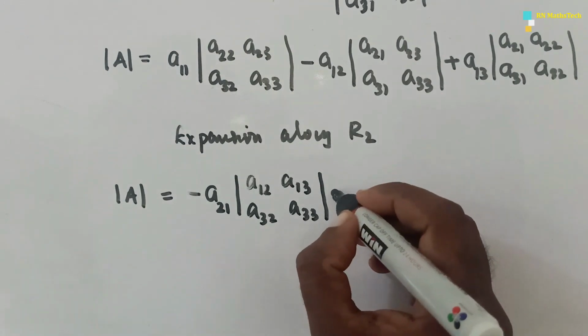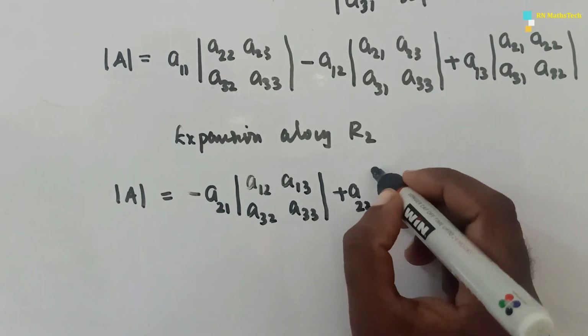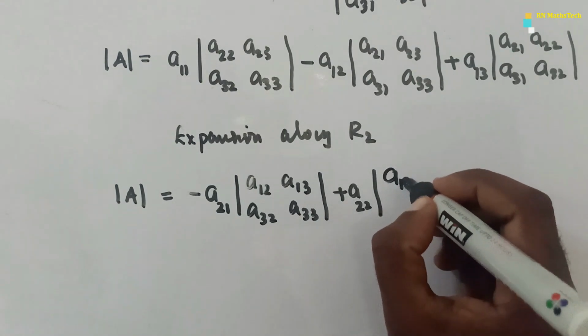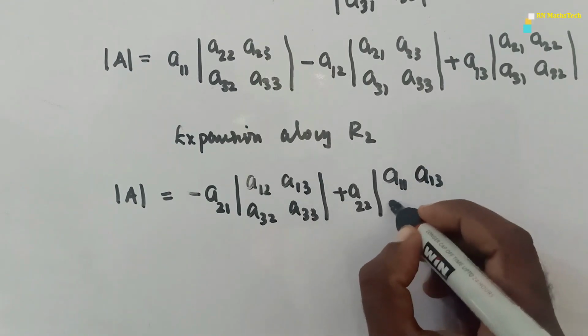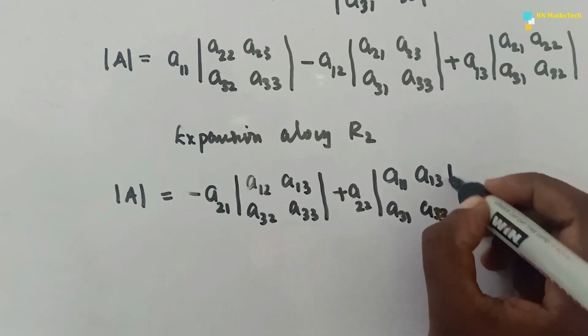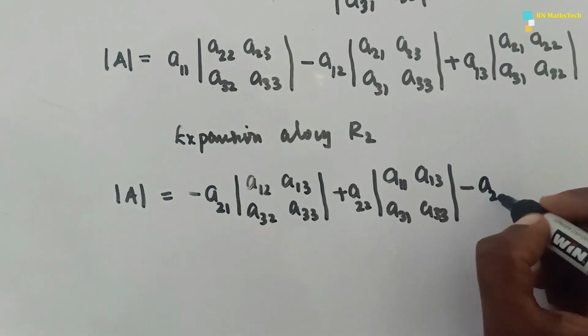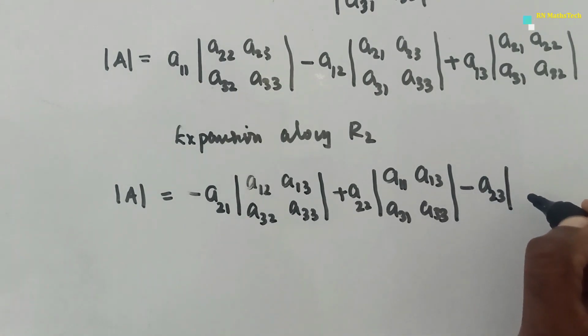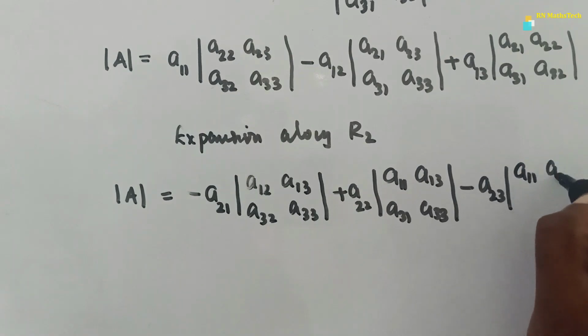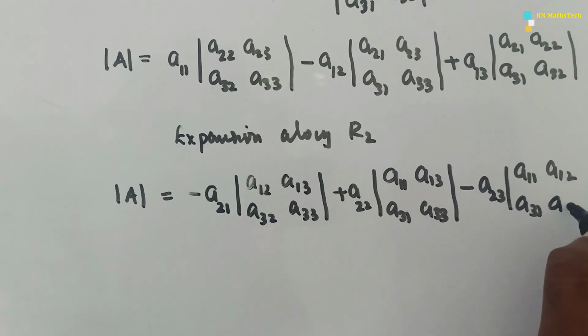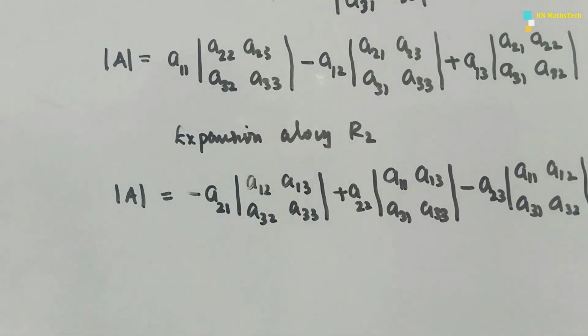Now next is plus A22 into determinant. Deleting the second row and second column, we have A11, A13, A31, A33. Now the next sign is negative, minus A23 into determinant, deleting the second row and third column, A11, A12, A31, A32. So that is the value of the determinant if we expand along the second row.